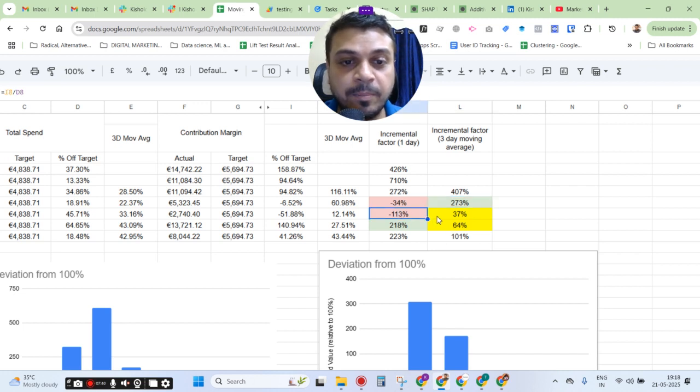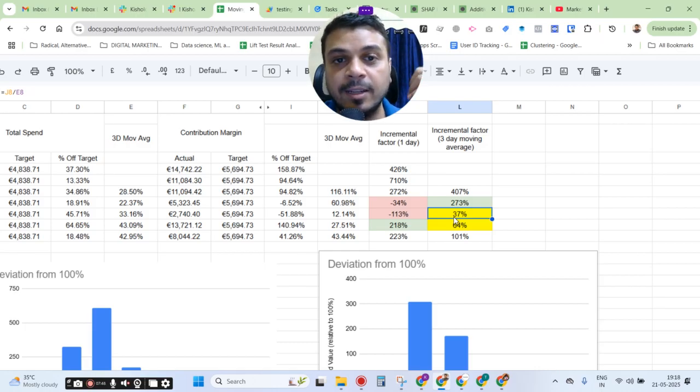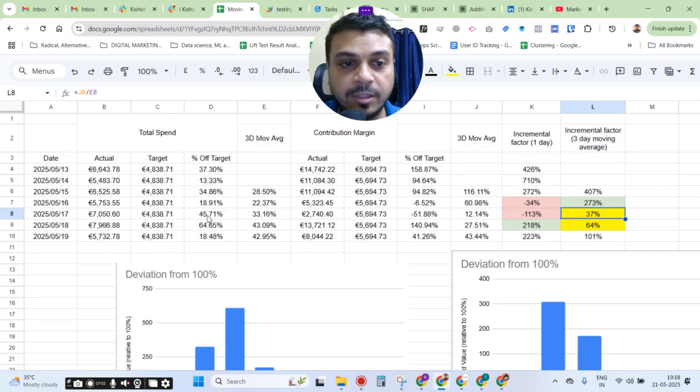For this particular date, it's actually 37%. So there's not been a loss in that sense, but with respect to how much you have increased the spend for that day. So for instance, if you go back to this day, you'll see there's a 45% rise in the spend compared to the target. Compared to that, over the last 3 days, this is a moving average, remember, we actually had only a 37% incremental factor, right? So that's an interesting thing.